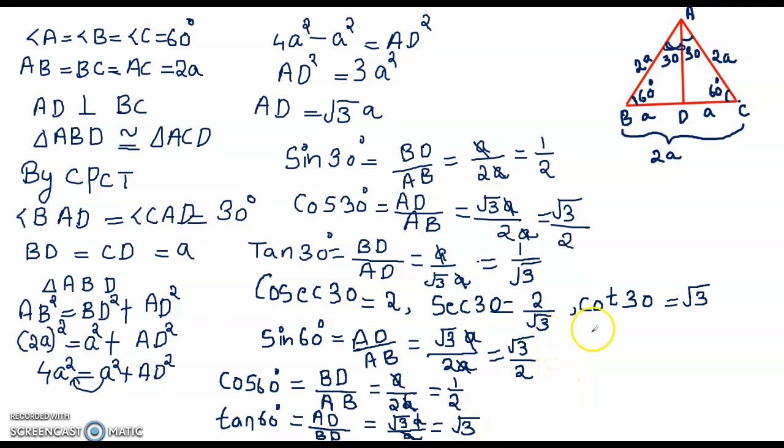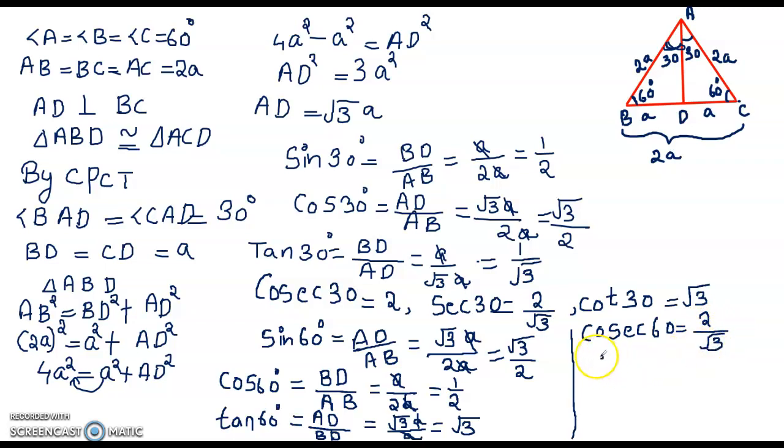Next we want to find the value of cosec 60, sec 60 and cot 60. Cosec is the reciprocal of sine. So cosec 60 degrees is the reciprocal of sine 60 degrees. Sine 60 degrees is root 3 by 2. The reciprocal of root 3 by 2 is 2 by root 3.